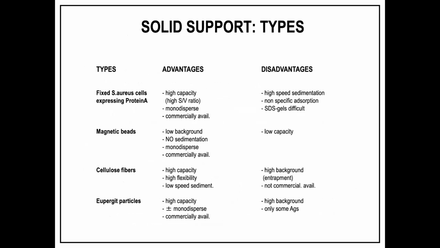And here are some types that you can use for that. What is used most at the moment are magnetic beads, due to several reasons. You can buy them pre-bound to all kinds of different antibodies already. You can pull them out with a magnet on the wall of the tube. You don't need sedimentation by centrifugation. They have a very low background because the surfaces are rather inert. They are all monodispersed, they have all the same size, and you can buy them in different flavors. The disadvantage is they have a rather low capacity.